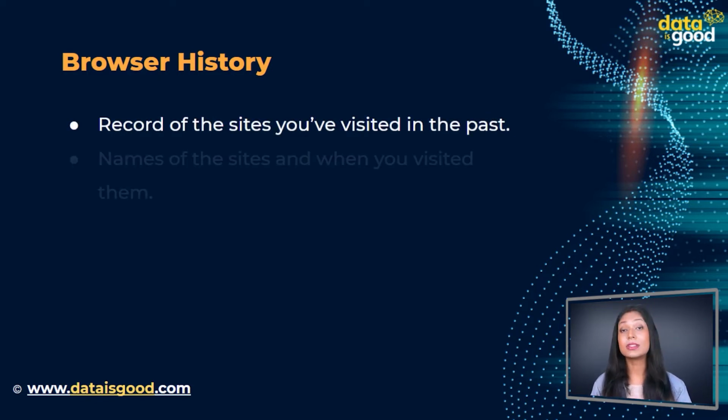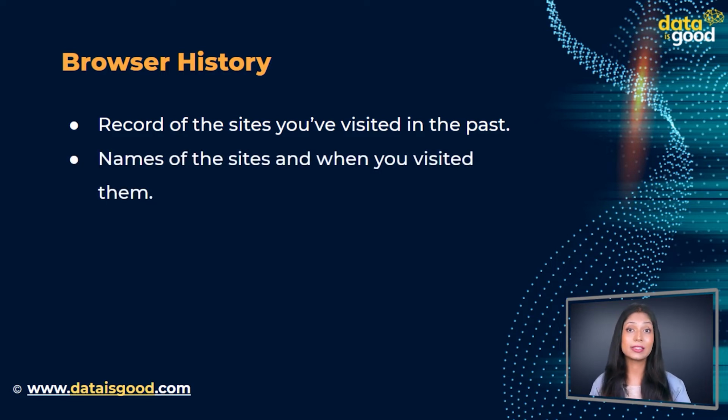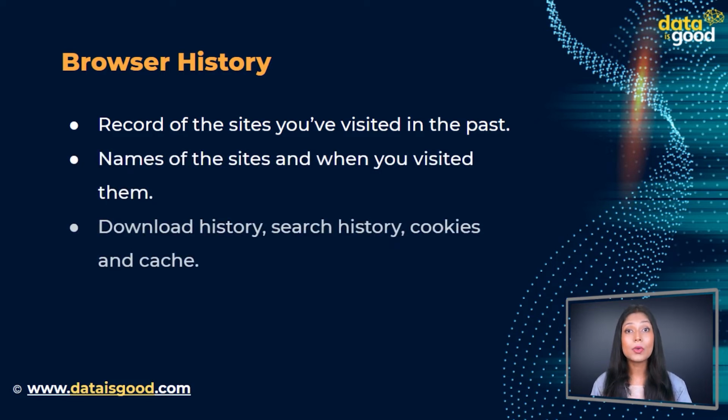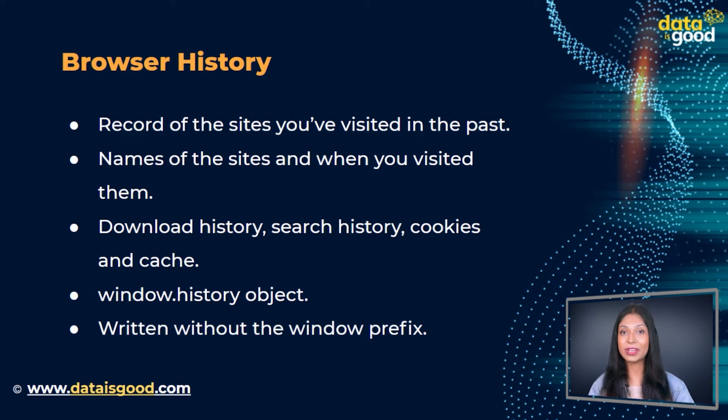The record stores the names of the sites and when you visited them. This includes download history, search history, cookies, and cache. JavaScript allows you to get some information about the browser history using the window.history object. So today we are going to learn about the window.history object. Now, the window.history object can be written without the window prefix. To protect the privacy of the users, there are limitations to how JavaScript can access this object.